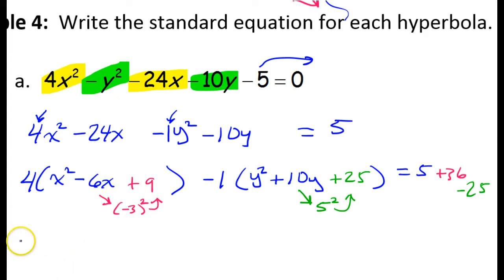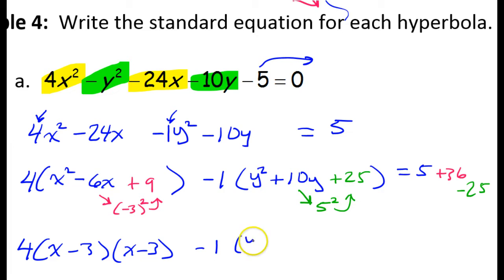But first, it's time to factor. So I'm going to have 4 out front. This will factor as x minus 3 times x minus 3. The whole point of completing the square is to guarantee that you get the same thing twice. If the middle term is negative, they will both be negative. Now I have -1 times, and this will factor as y plus 5 times y plus 5. If the middle term is positive, they will both be positive. And these three numbers add up to positive 16.